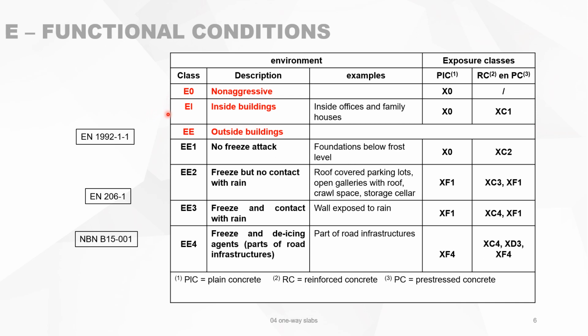Then you have another group, which is EE, and this is for outside buildings. For outside buildings, you have 4 different groups. The first one is no freeze attack. This is, for instance, for foundations below frost level. Then you have a second group, which is freeze attack, but no contact with rain. For instance, roof-covered parking lots, open galleries with roof, or a storage cellar.